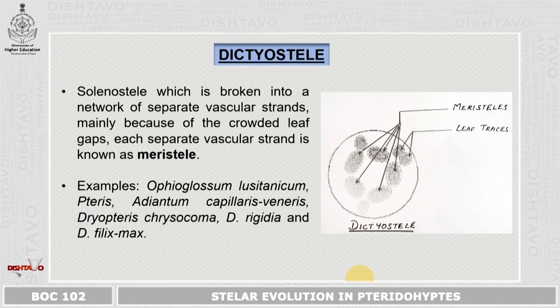Coming to the next one, that is dictyostele. Solenostele, which is broken into a network of separate vascular strands, mainly because of crowded leaf gaps. Each separate vascular strand is known as meristele. Unlike the previous one, wherein the stele was continuous, here you have the stele broken down into smaller strands. These individual strands of vascular bundle are known as meristele. Why this happens is because of the presence of leaf traces.